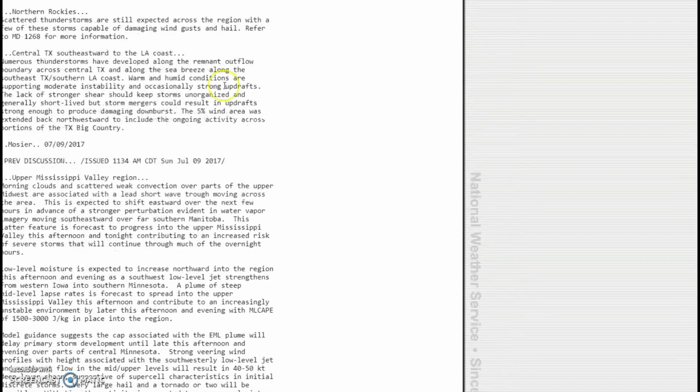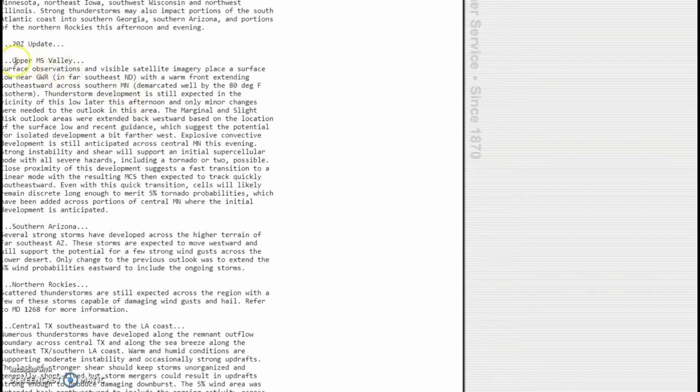The specific discussion for upper Mississippi Valley, that's Minnesota: surface observations and visible satellite place a surface low near far southeast North Dakota with a warm front extending southeastward towards southern Minnesota. Development is still expected in the vicinity of this low. The marginal and slight risk outlooks were extended back westward based on the location of the surface low.